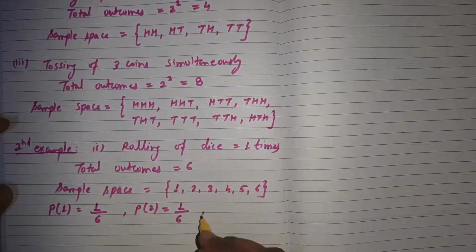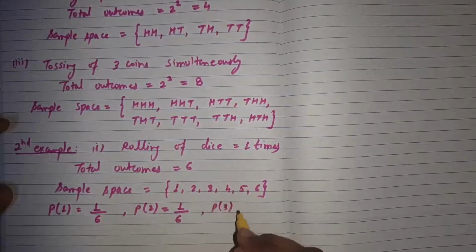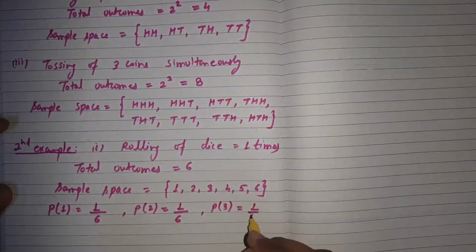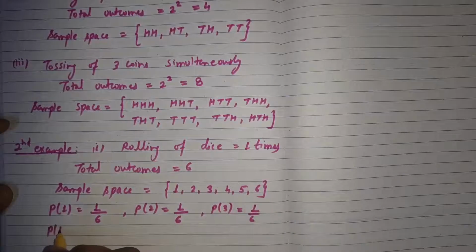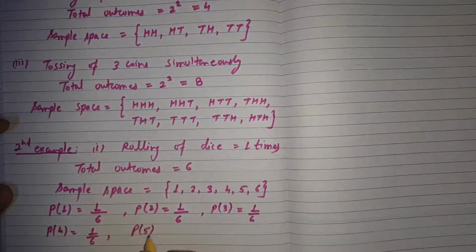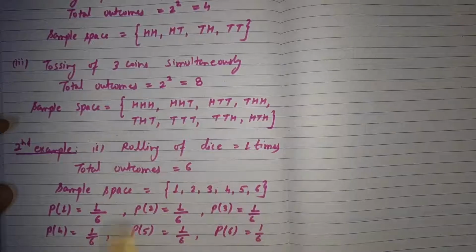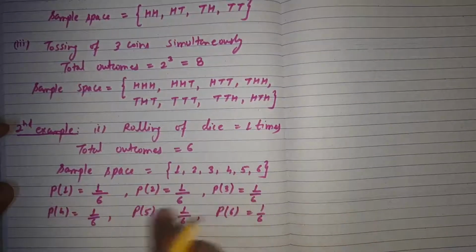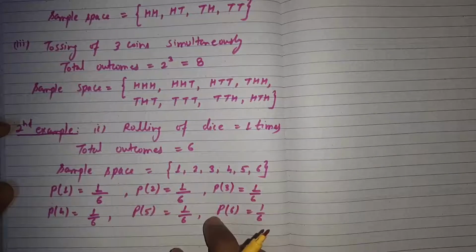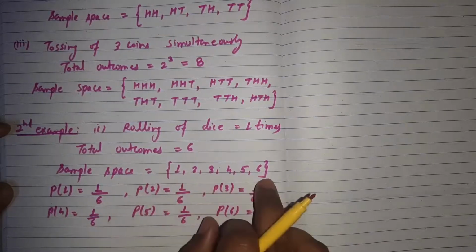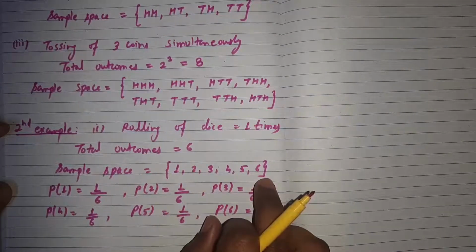Similarly, we can find the probability of 3, 1 by 6. Probability of 4 is also 1 by 6. Probability of 5 is also 1 by 6, and probability of 6 is also 1 by 6. And the sum of these probabilities is always 1. The probability of all the events in a sample space adds up to 1.